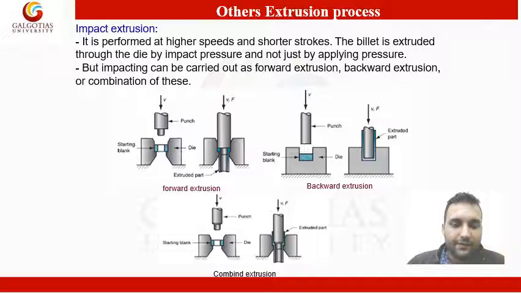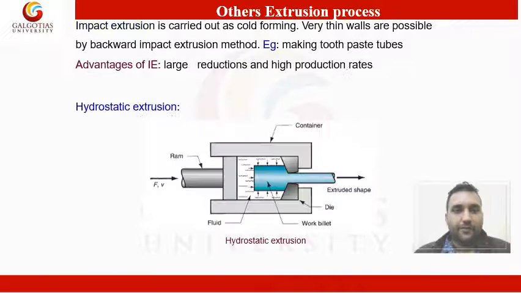In this diagram, you can see this is forward extrusion, meaning in one pass, one impact, it is extruded. The second is backward extrusion, where this is the punch, this is the die, and this is the material. The material flows in the backward direction, and in the combined process the material flows in both directions, forward and backward. Impact extrusion is carried out as cold forming. Very thin walls are possible by backward impact extrusion, for example making toothpaste tubes. Advantages of impact extrusion are larger reduction and high production rates.